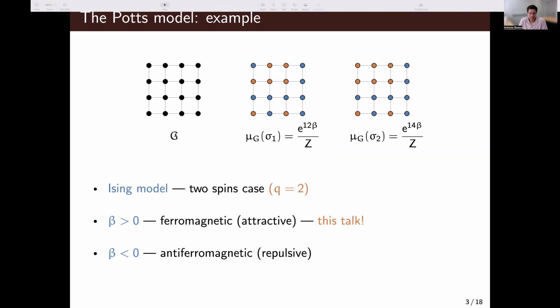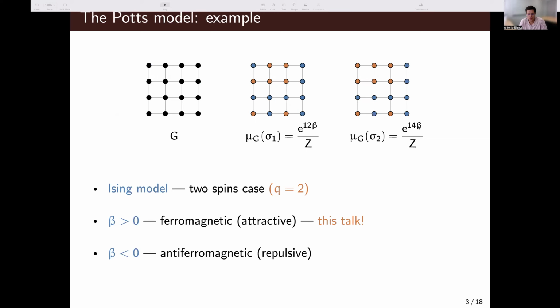So here is an example. In this case, the graph is the 4x4 grid, and then we can see one configuration here. There are 2 spins here, so Q is 2. And there are 5 red edges, 7 blue edges. A blue edge means that both endpoints are blue. So in total, the weight of this configuration is e to the 12 times beta. Right? And in this case here, the difference is that we flip these corners from blue to red, and that increases the number of monochromatic edges by 2. So we get that the weight of this configuration is e to the 14 beta. So the probability is weight over the partition function.